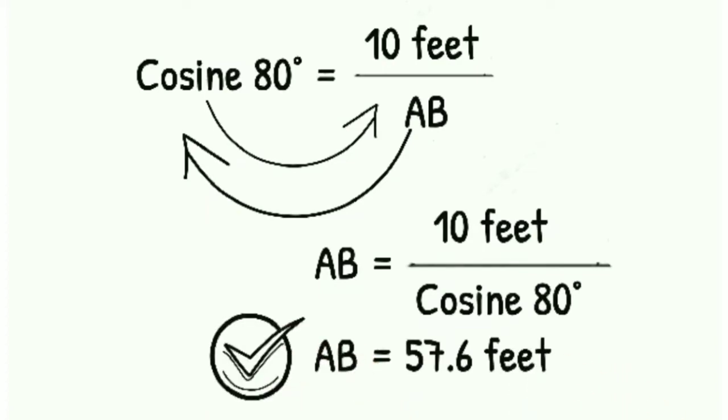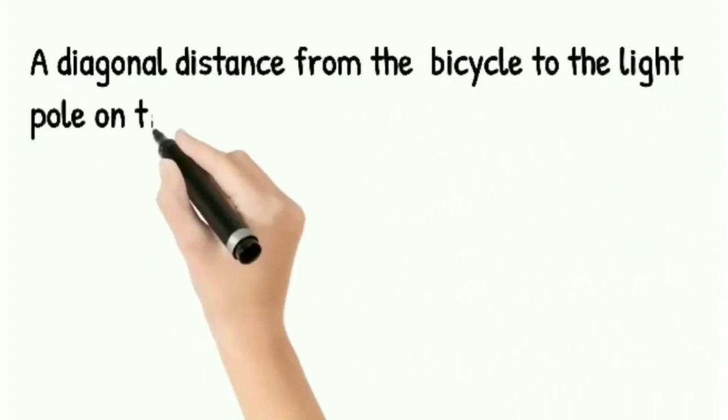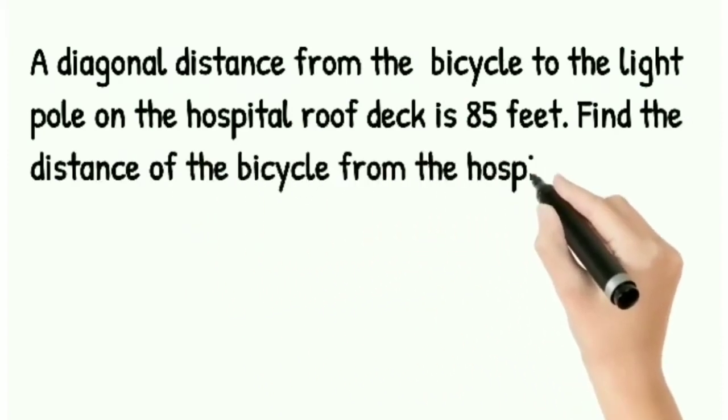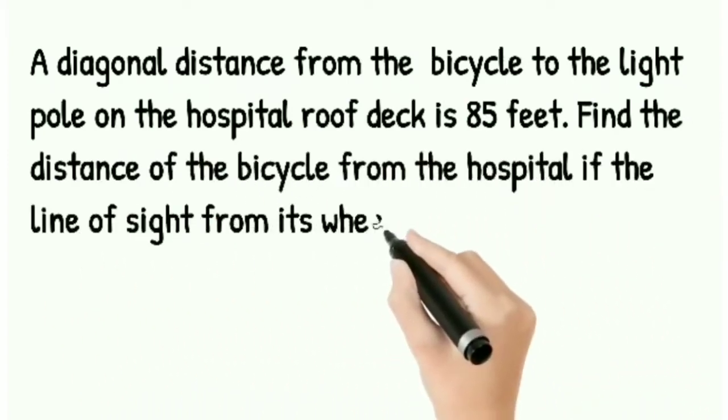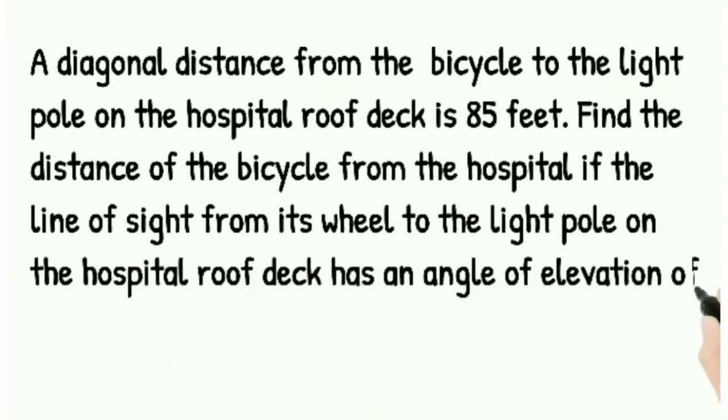In our last sample word problem, a diagonal distance from the bicycle to the light pole on the hospital roof deck is 85 feet. Find the distance of the bicycle from the hospital if the line of sight from its wheel to the light pole on the hospital roof deck has an angle of elevation of 75 degrees. Let us again illustrate as stated in the word problem.